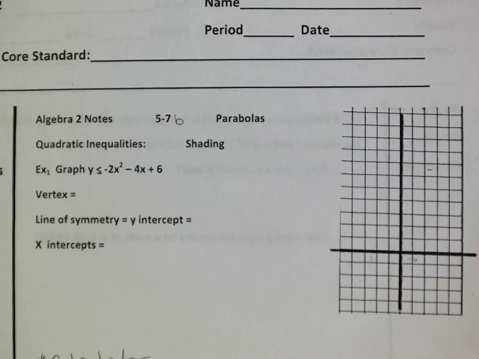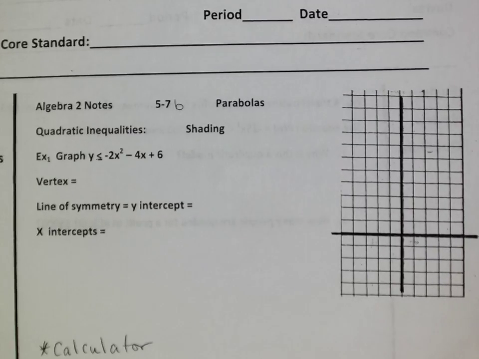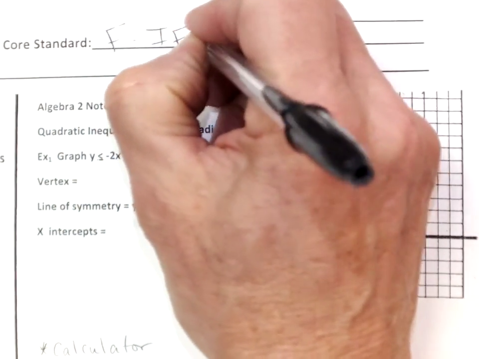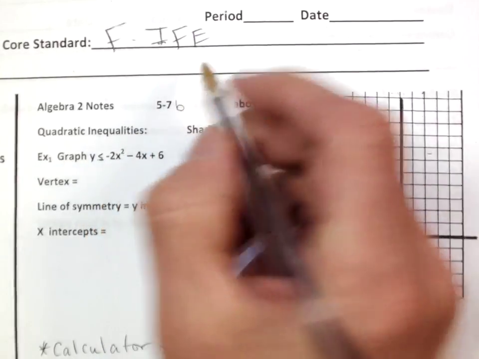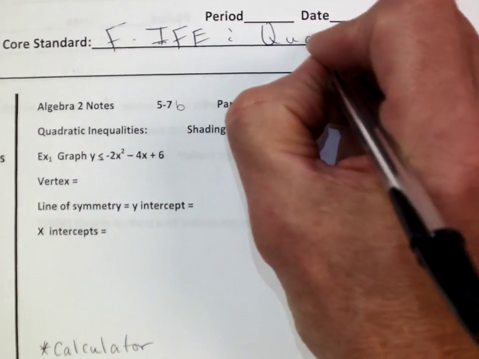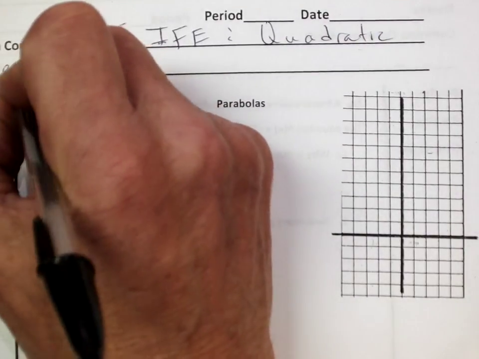Okay, so Common Core, right? Not that you guys care about the Common Core, but my boss does because I'm supposed to be teaching you the Common Core. So the Common Core standard today is an F for function, then an I, F, E, and then it's inequalities we're going to be doing. And it's basically doing quadratic inequalities.